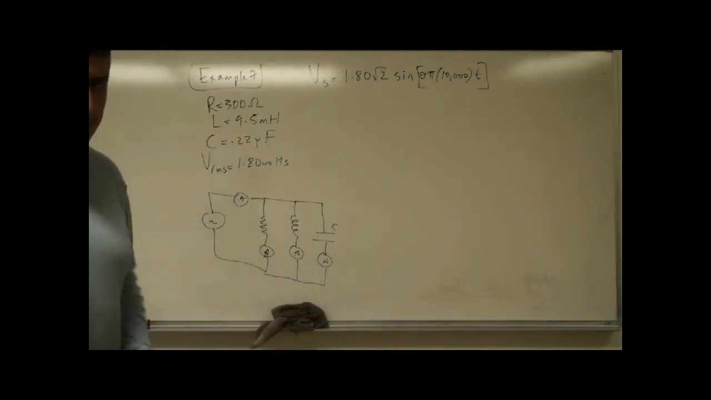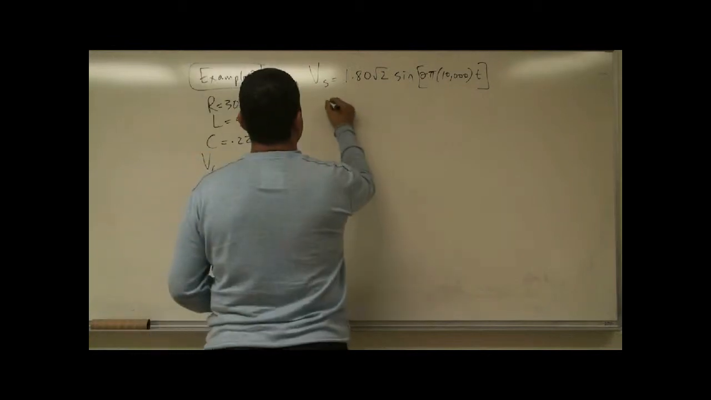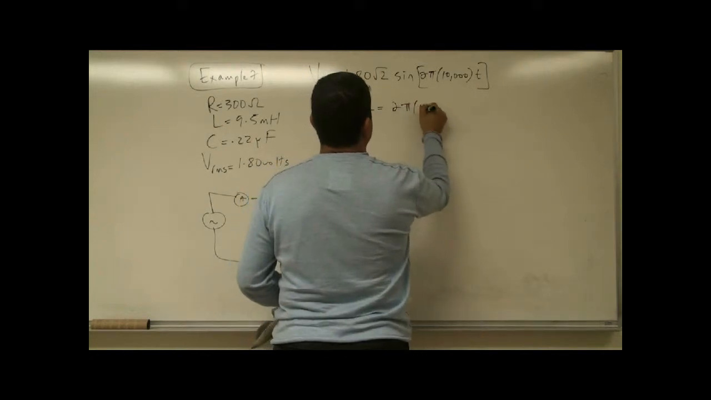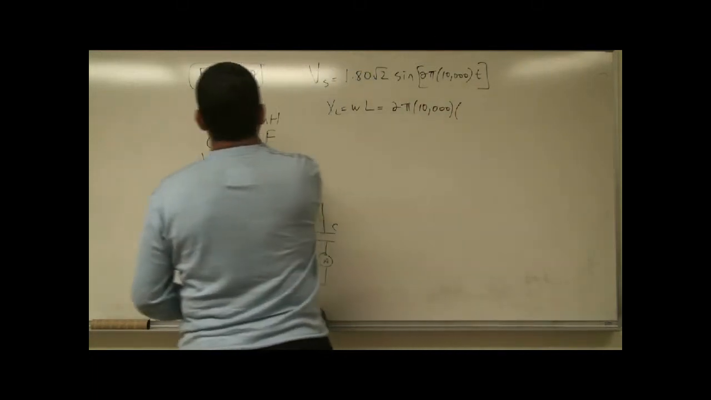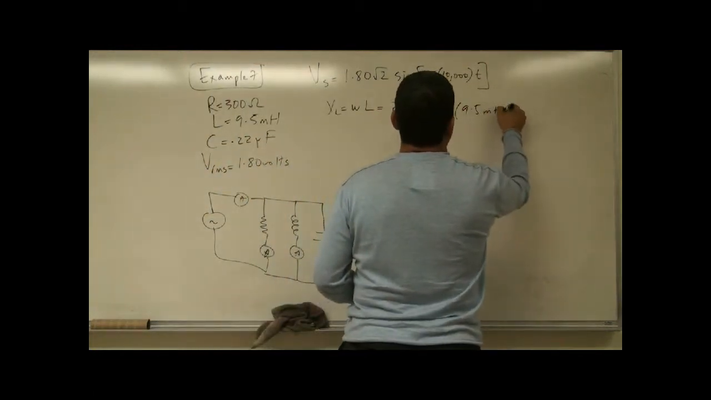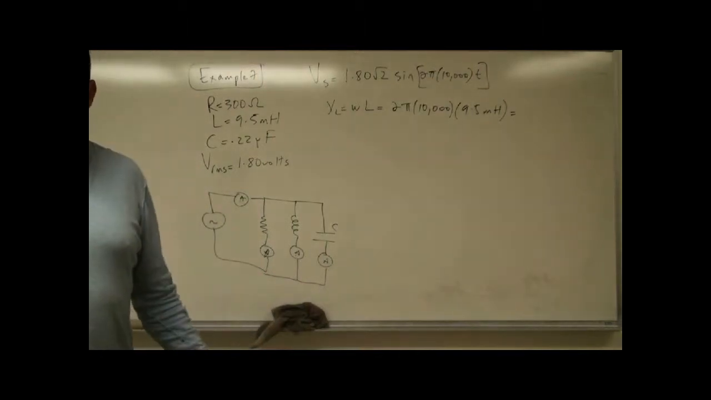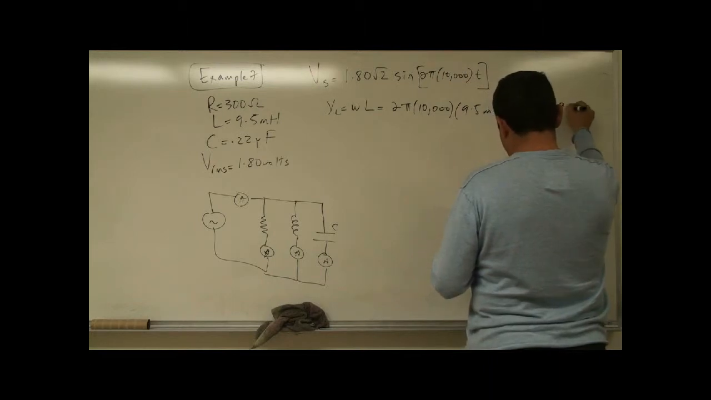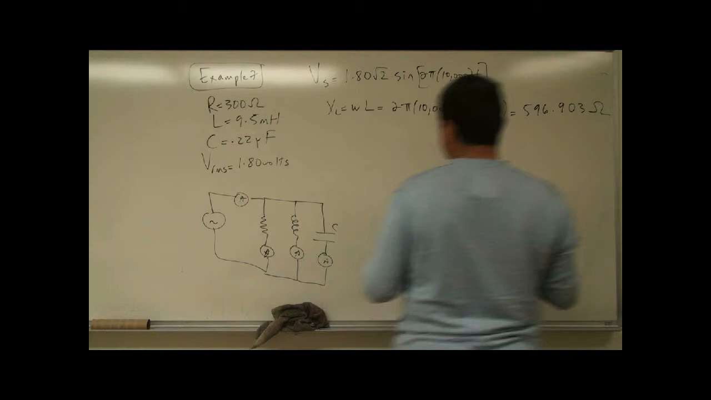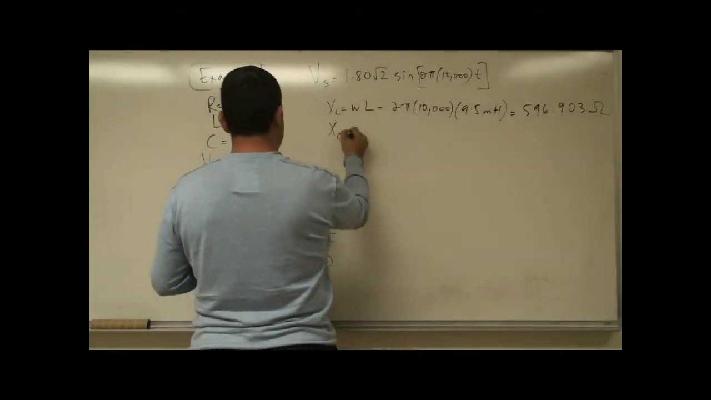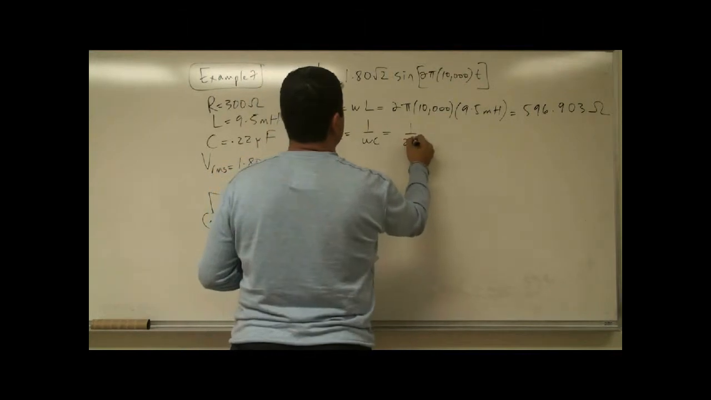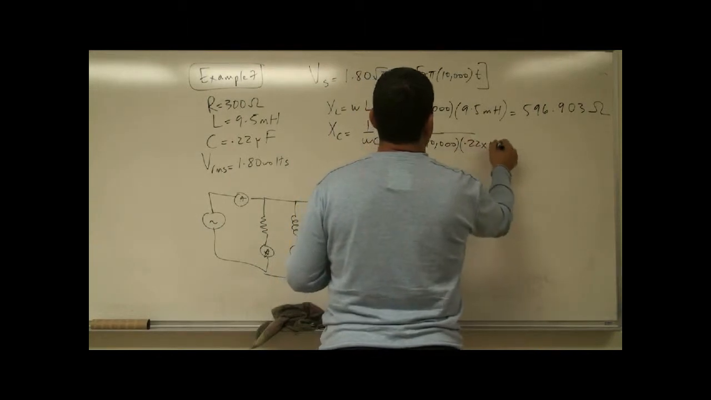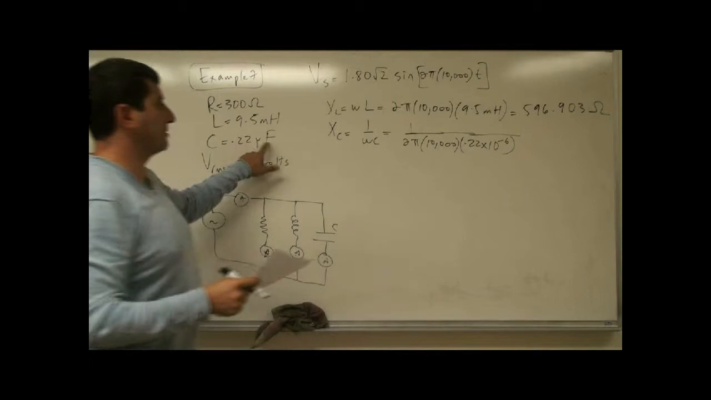So the first thing that you want to do, just like in a series circuit, is calculate XL, which is WL, which is 2 pi times 10,000 times 9.5 millihenries. So you get the same XL as we did in the series circuit, of course. So you're going to get 596.903 ohms. Then you're going to calculate XC, 1 over WC, 1 over 2 pi times 10,000 times 0.22 times 10 to the minus 6, because this one is a micro.